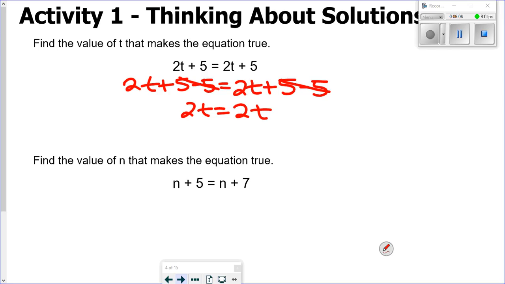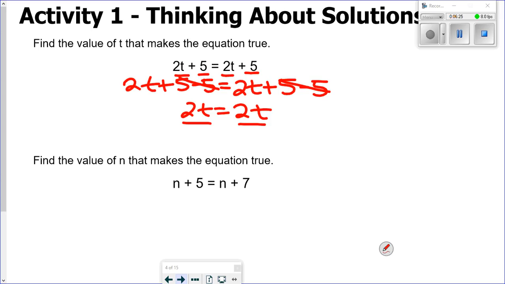We can further see this after subtracting the 5 from both sides. Originally, we were left with 2t plus 5 equals 2t plus 5. Now, after eliminating the 5's, we are still left with two equivalent statements. 2t equals 2t. These statements will always be true.